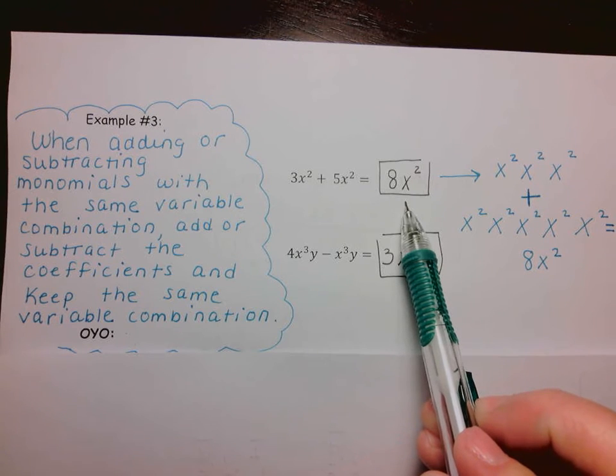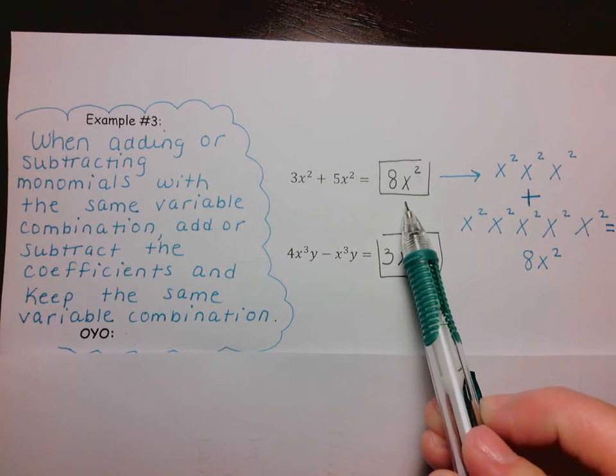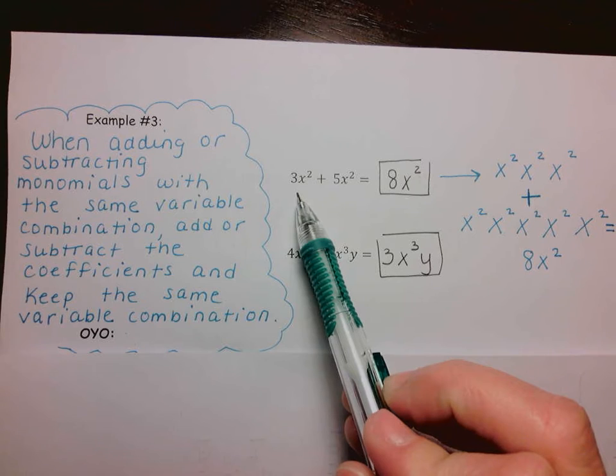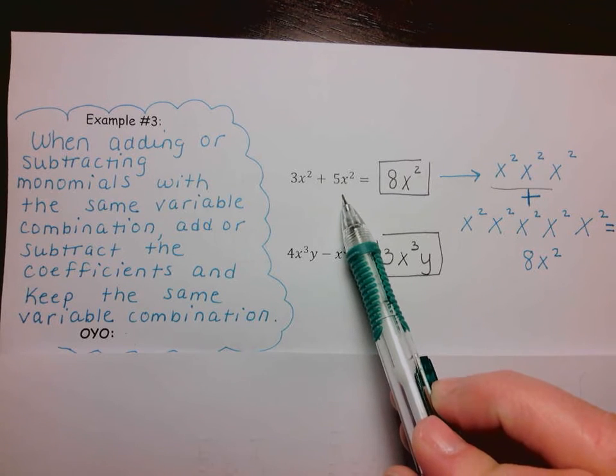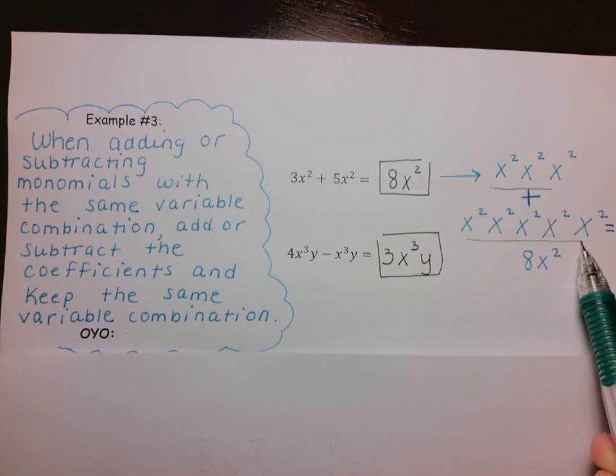And I want to make sure you understand why you keep the same variable combination. Because think about what this is saying. This is saying I have 3x squared plus 5x squared. Well, what happens once I add them together? Now I have 8x squared. So that's why when you're adding these together, you are keeping the same variable combination.